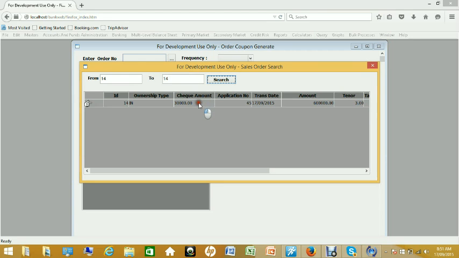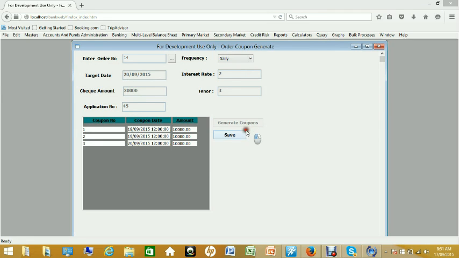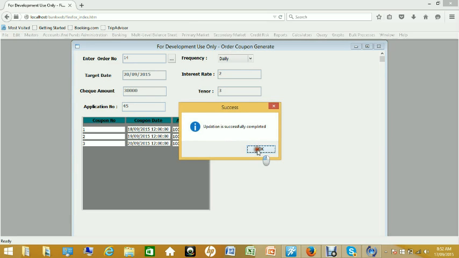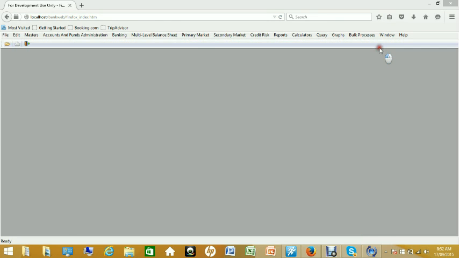So there it is. So daily frequency, generate coupons. Let's save a record. Saved successfully. So this finishes the B2B process. So let's get into the B2C process.